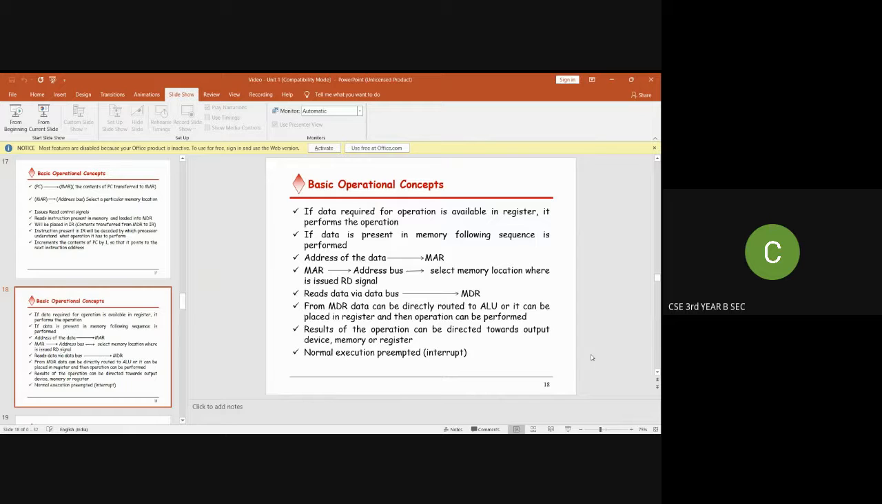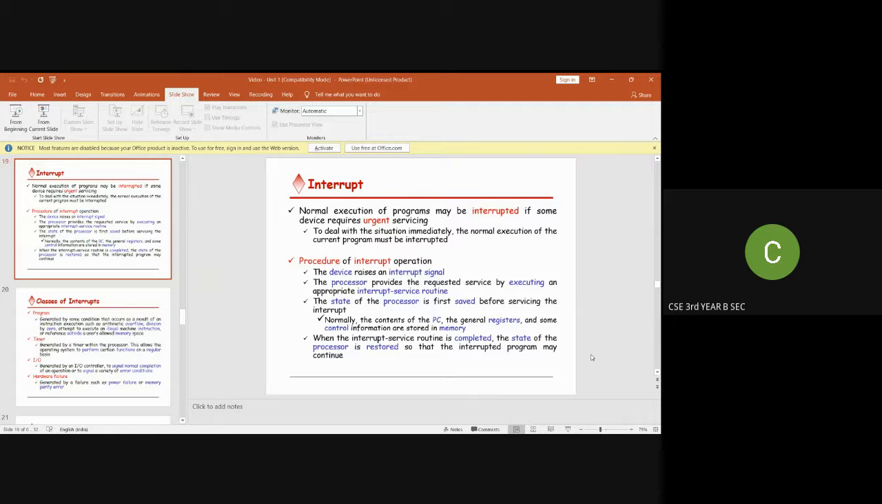Where the result is to be stored, the address is given to the MAR and the data is given to the MDR, and the write signal is alerted. After getting this write signal, the memory gets the data from the MDR and gets the address from the address bus. So in that address, the memory places the result. So this is how a basic operation is performed by the processor.